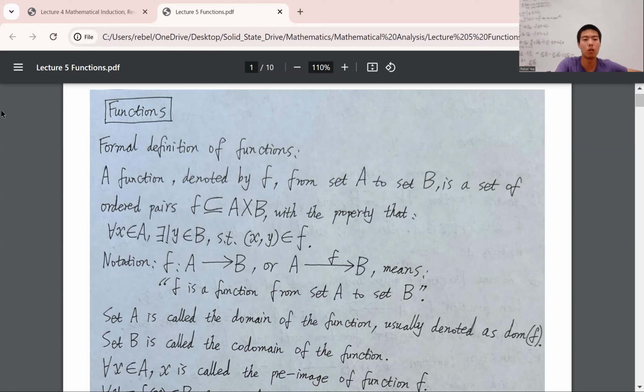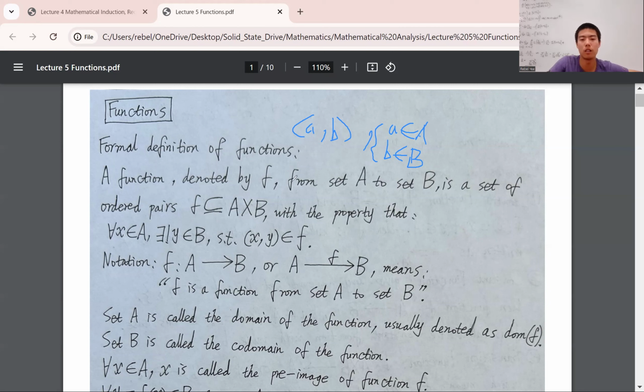So remember, a set of ordered pairs is like (a, b), given that a is in set A and b is in set B, and these will be the ordered pairs. And f is a subset of ordered pairs, which behaves like a relation, and it has a property that for all x in A, there exists only one y in B such that (x, y) is in f. So how can we understand this?